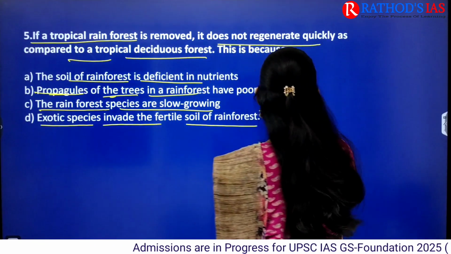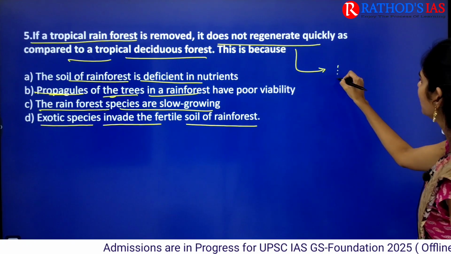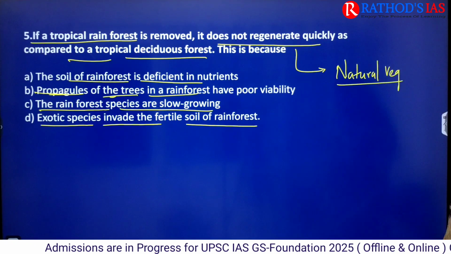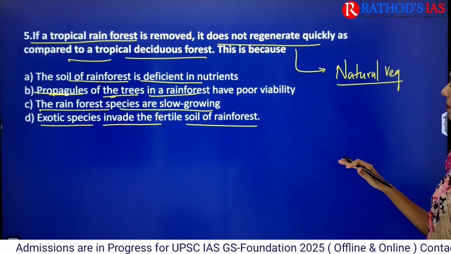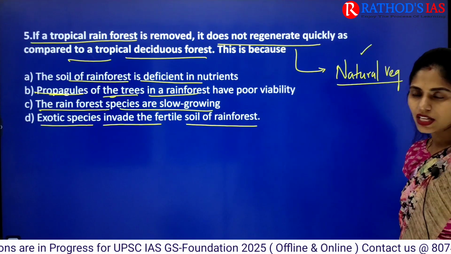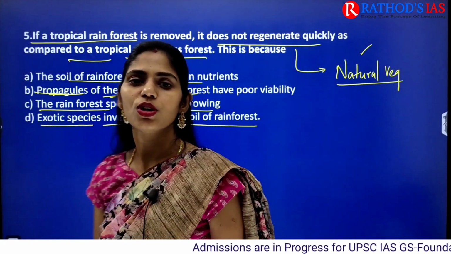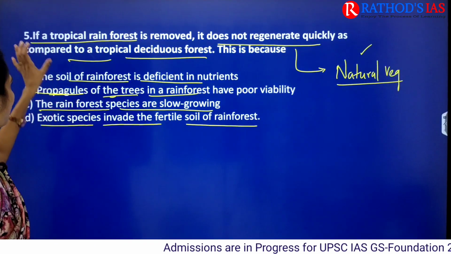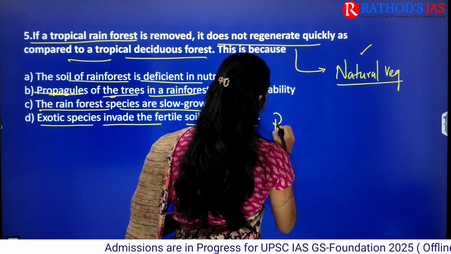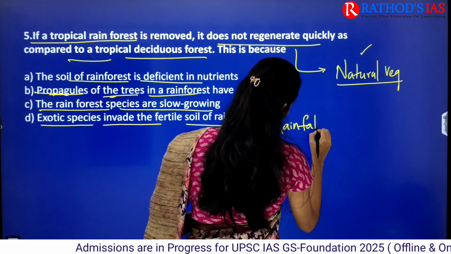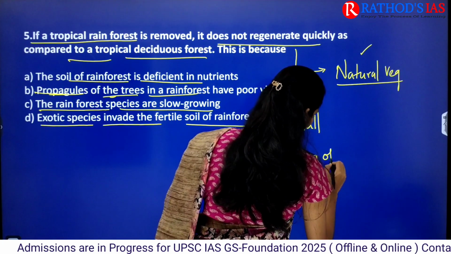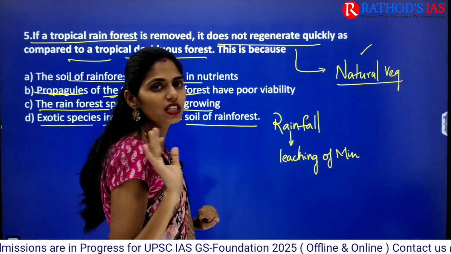This question is related to a topic in your geography, that is natural vegetation. Many times you can get questions regarding forests from natural vegetation in your prelims, and this is one of the most repeated themes in geography. So let us see the important characteristic of the tropical rainforest. Whenever there is excessive rainfall, there is leaching of minerals, and leaching of nutrients will be happening.